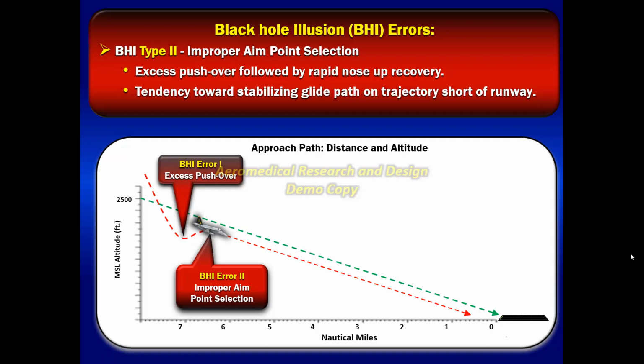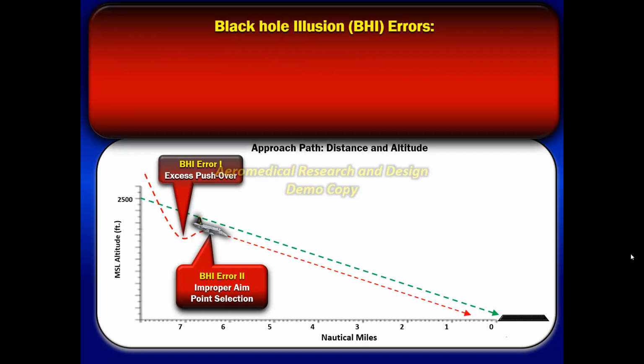For this reason, visual placement of the threshold image on the windscreen relative to the cockpit glare shield becomes a critical spatial factor for correctly, or in some cases incorrectly, setting both the aim point and glide path angle. If a pilot commits an excess pushover maneuver and then follows it up with an improper aim point selection, the third type of black hole error that is often encountered is failure to recognize the incorrect aim point.